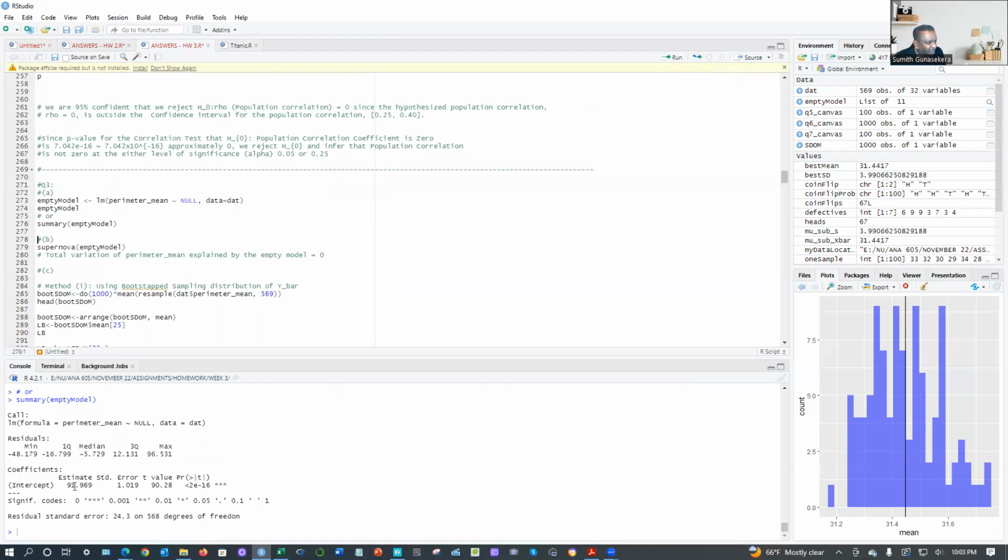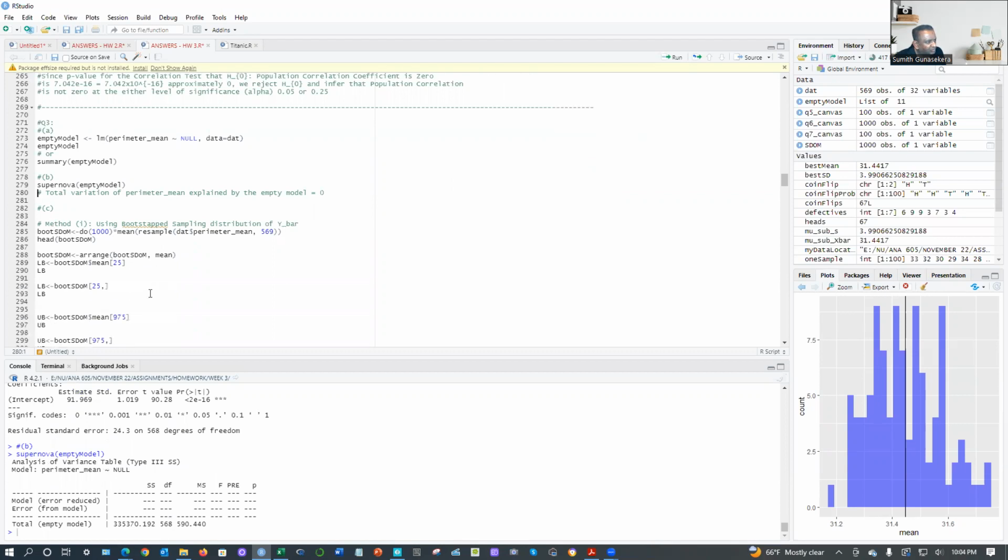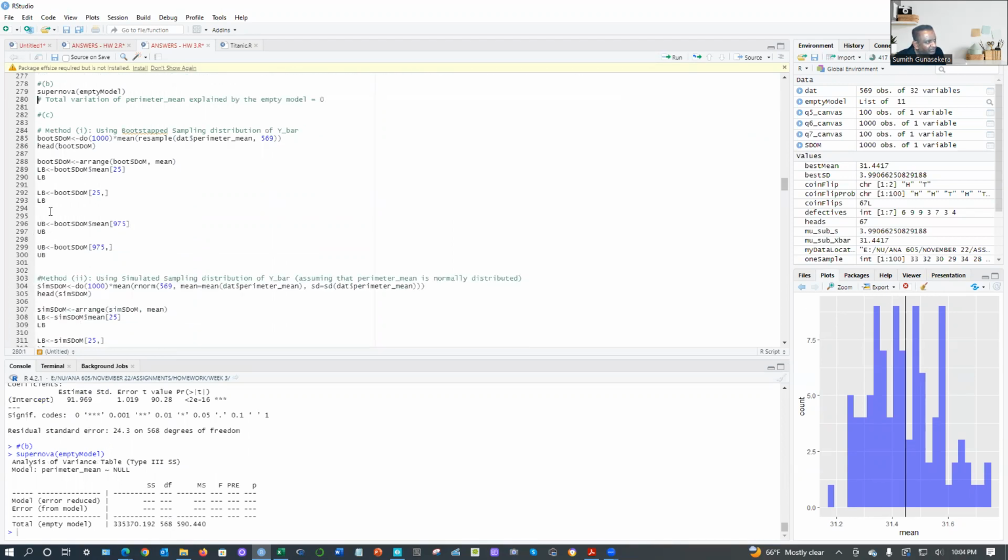If you know the estimate and you know the standard error, then you get the z-value and we build up the confidence interval. But we don't go that route for the time being. If you want to go to supernova for the empty model, it's a different thing. I'm using the bootstrap method. Look at the bootstrap. I'm trying to find the confidence interval for the population perimeter mean.